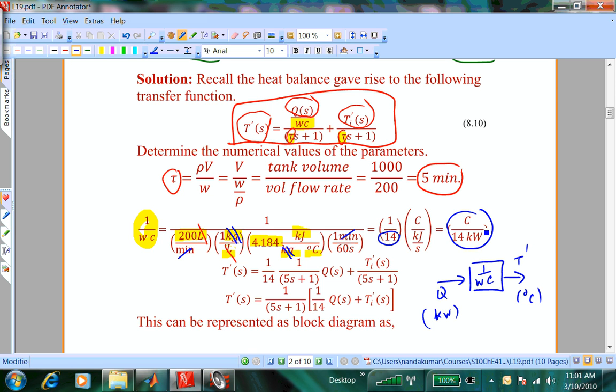It is degree C divided by kilowatts. So Q times this 1 over WC will give me the units of a temperature. So the input Q is multiplied by the transfer function. In this case, the transfer function is just a number, 1 over WC. Any questions on that?